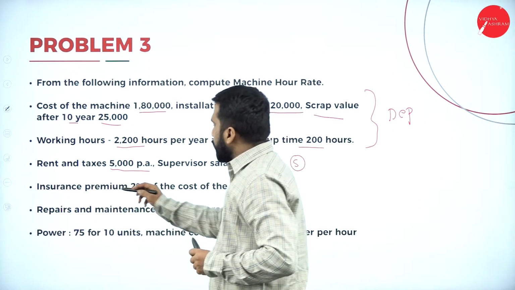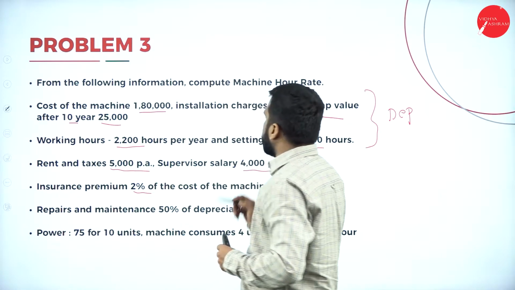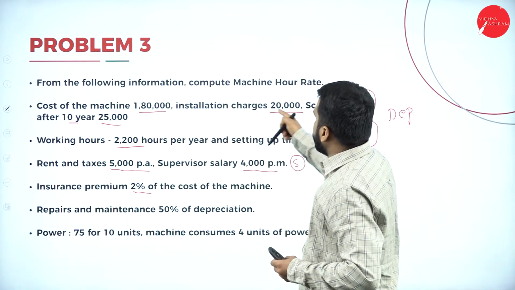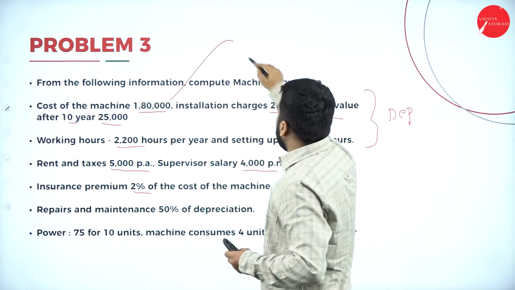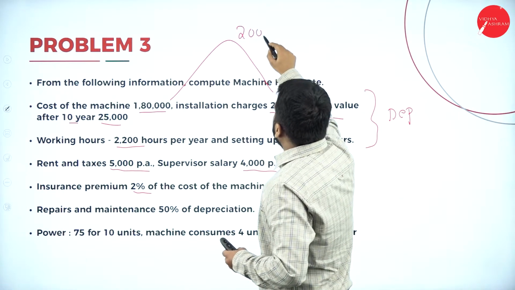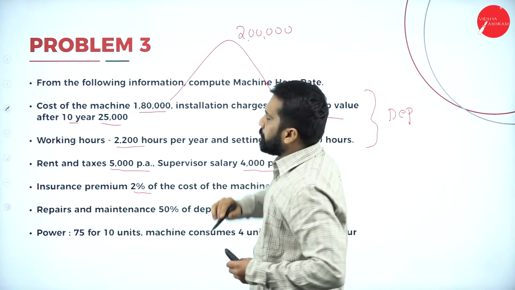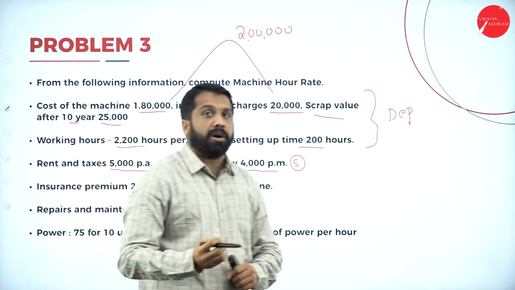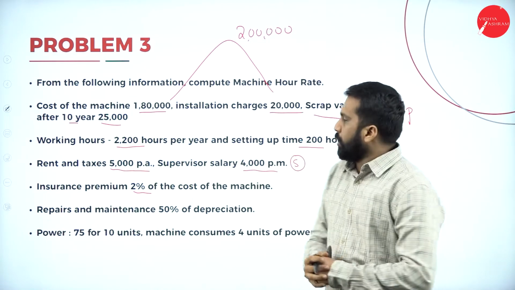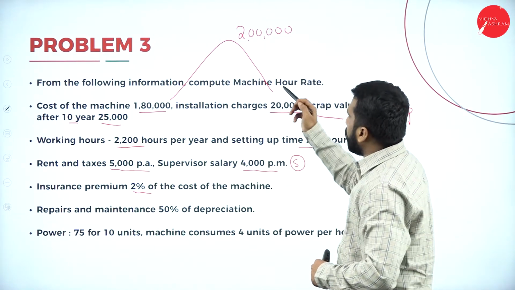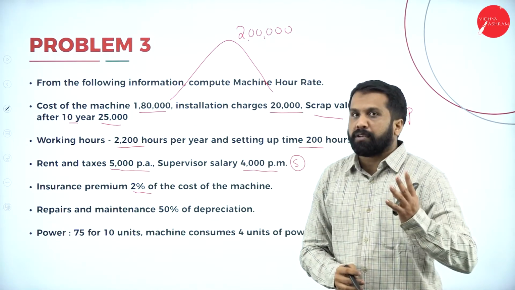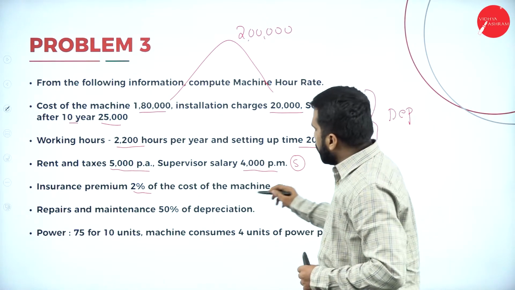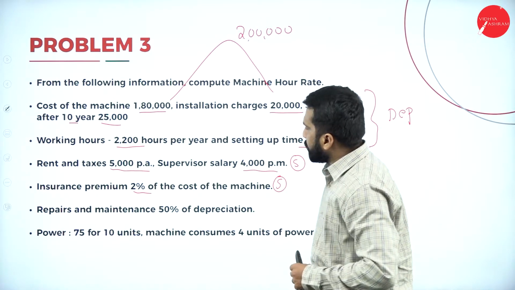Then insurance premium 2% of the cost of the machine. What is the cost of the machine? 1,80,000 plus installation 20,000. So it will be 2 lakh. Your cost of the machine is called 2 lakh. You are supposed to calculate the percentage on 2 lakh rupees. So how much is it? 2% on 2 lakh, it will be around 4,000. So we'll calculate that, and this is also called standing charges.